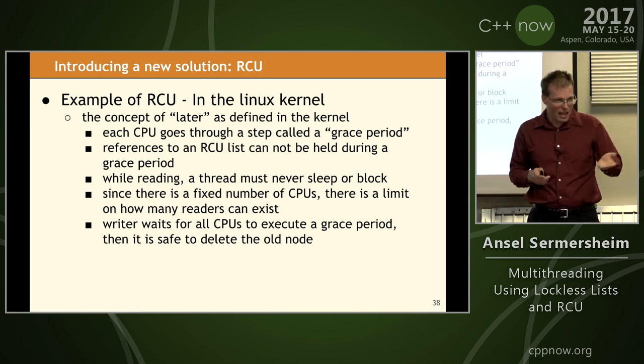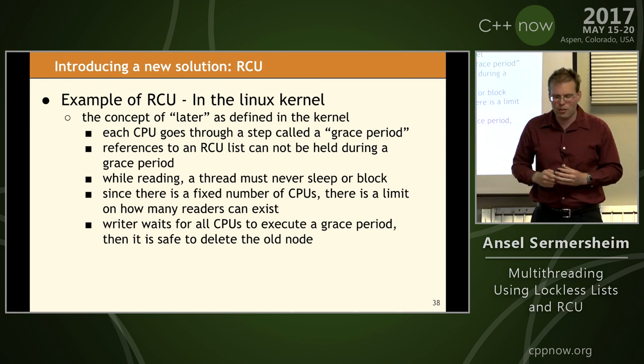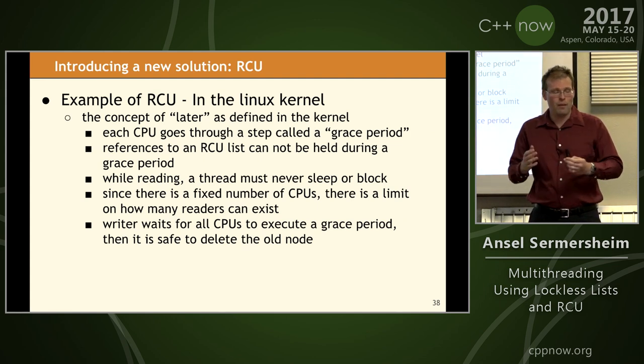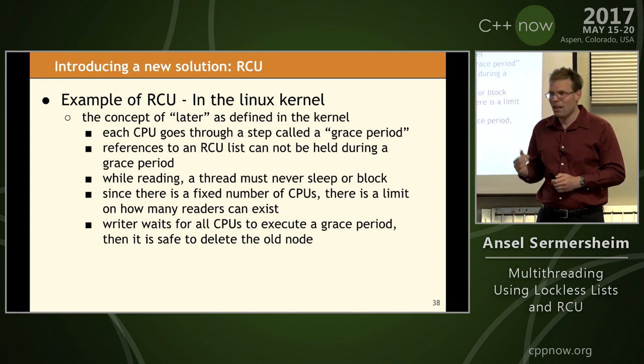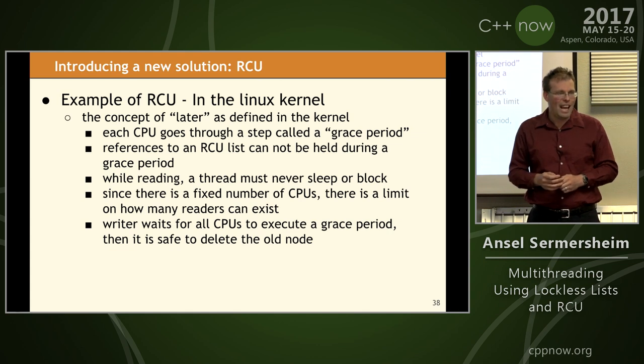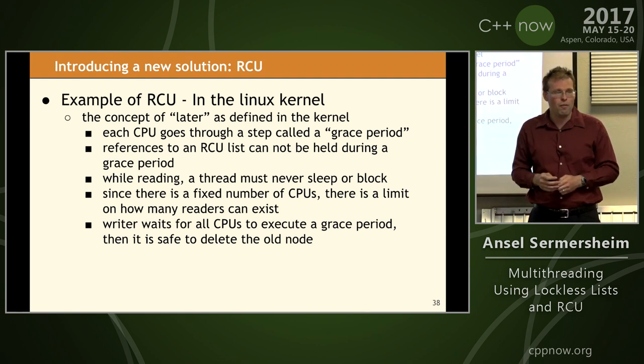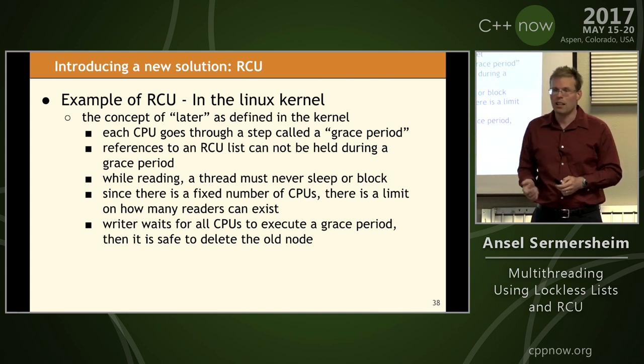Now, the second part of the answer to Arthur's question is, in this scenario, we have asserted that readers can't starve writers because we have stated that readers are not allowed to sleep or block while reading an RCU list. And this assertion is made in comments in the code. And that works fine because it's the Linux kernel, and the people who develop the Linux kernel and the people who do the code reviews follow these guidelines assiduously. And if you follow these guidelines exactly, this works.